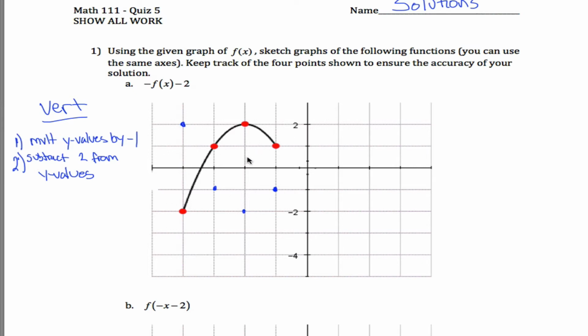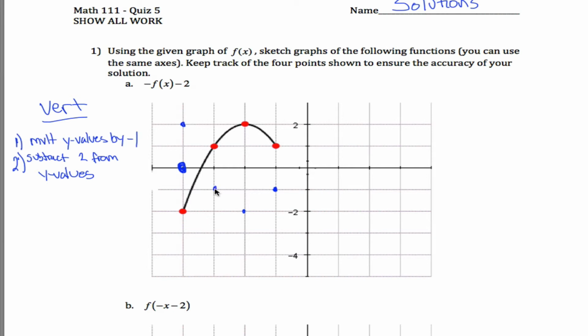Well, I'm not going to bother because that's not my final answer. That's just taking care of the first transformation. I then have to subtract 2 from each of these y values. So from here, my height is currently 2. I want to subtract 2 from 2. That'll bring me down here to 0. I'll make that one big because it's part of my final answer.